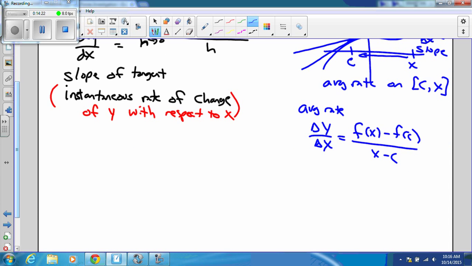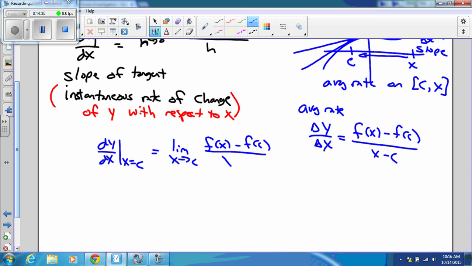That's it. That's exactly it. So if this is my average rate here, then the dy dx at x equals c is going to be found by the limit as x goes to c of f of x minus f of c over x minus c. And we call this the alternate form for dy dx.